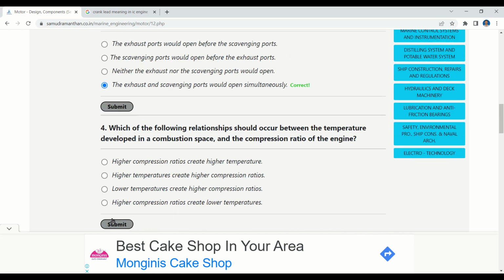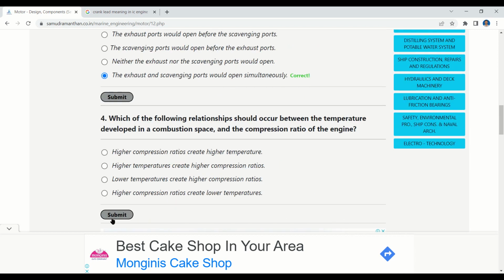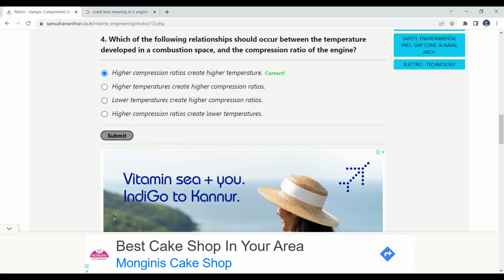open simultaneously. Our next question is, which of the following relationships should occur between the temperature developed in a combustion space and the compression ratio of the engine? And the options are: higher compression ratios create higher temperature, higher compression ratios create lower temperature. From the thermodynamic laws, it is higher compression ratios create higher temperature. This should be the correct option.